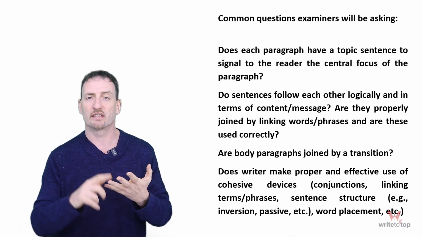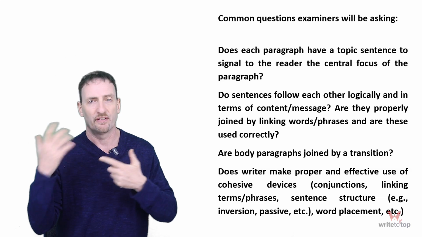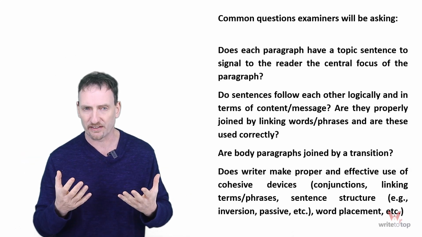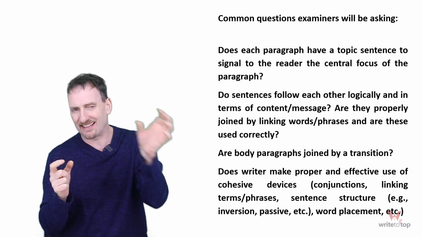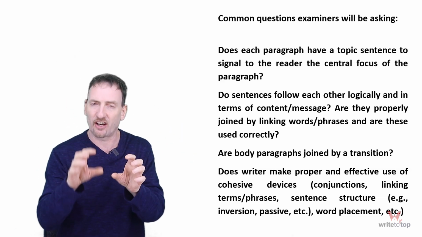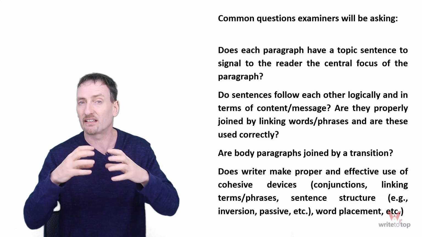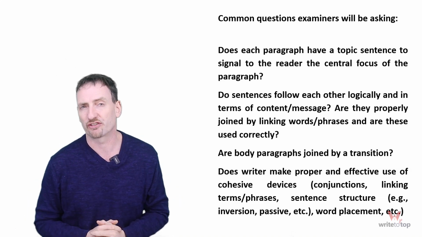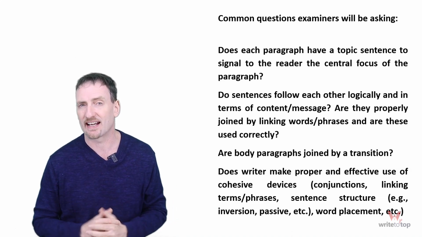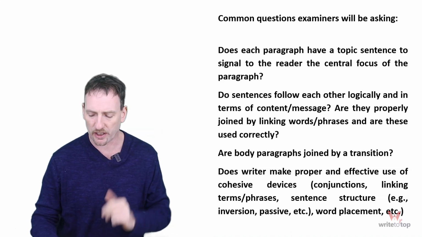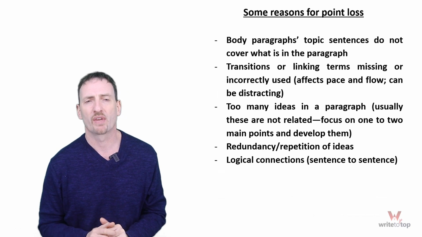So again, conjunctions, linking terms, sentence structure. If you can use inversion or passive as a cohesive device. If you want to put the idea at the end of a sentence so you can start the next sentence with that linked idea, you can use different structures to do that. Where you place words in a sentence also has that same effect. And again, I'm going to give you some examples here.